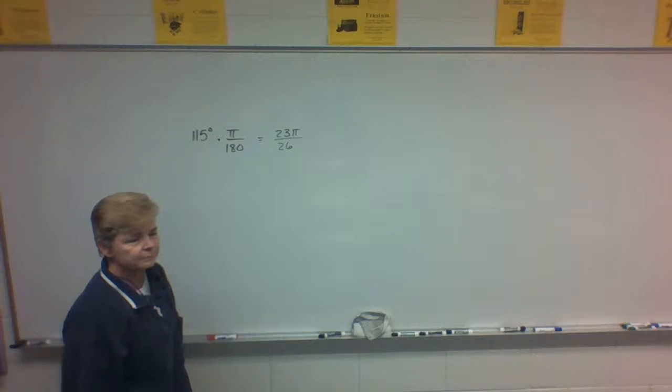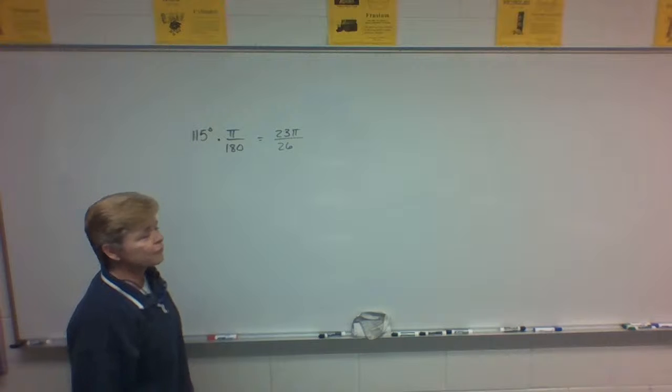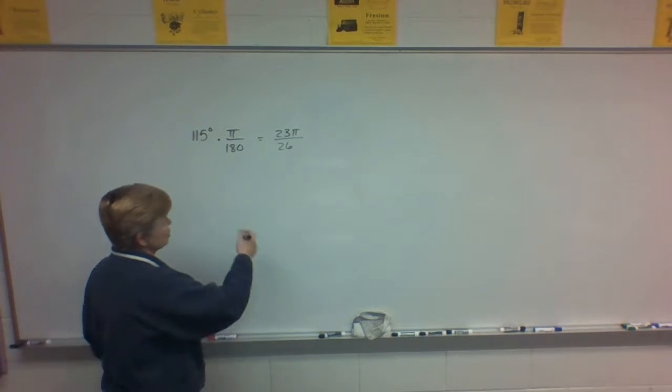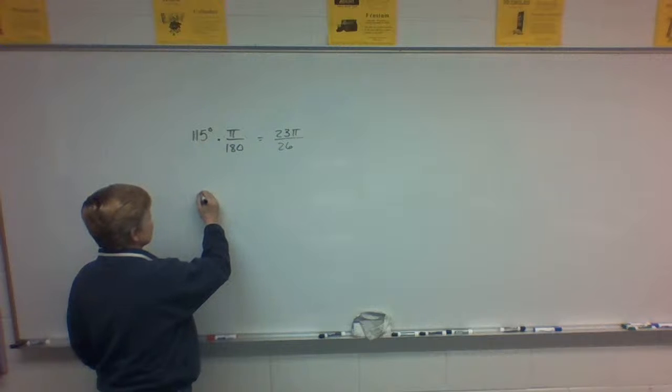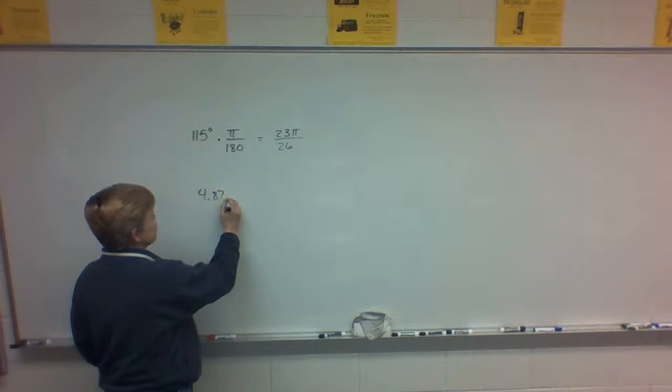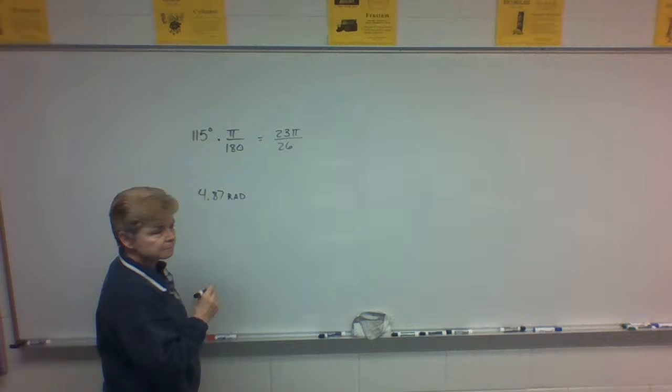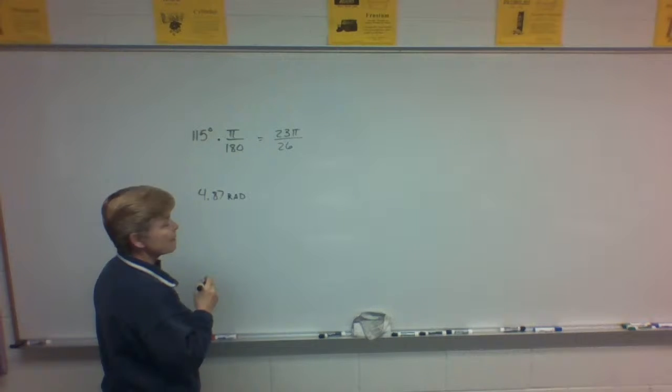Everybody cool on that? You good? Now, converting from radians to degrees is even easier. I'm not sure that's called for, but just in case you're wondering, if I had 4.87 radians, how do you convert that to degrees? Times it by 180 and divide by pi.